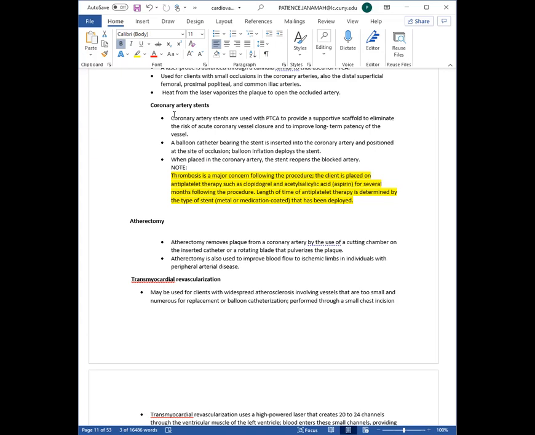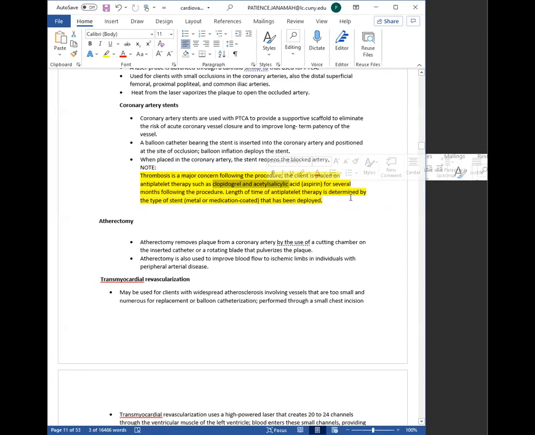So thrombosis is a major concern following the procedure. The patient is placed on antiplatelets such as clopidogrel and aspirin for several months following the procedure. The length of time of antiplatelet therapy is determined by the type of the stent and the metal. So the doctor will determine how long the patient is going to take the medication, or the blood thinner, for.